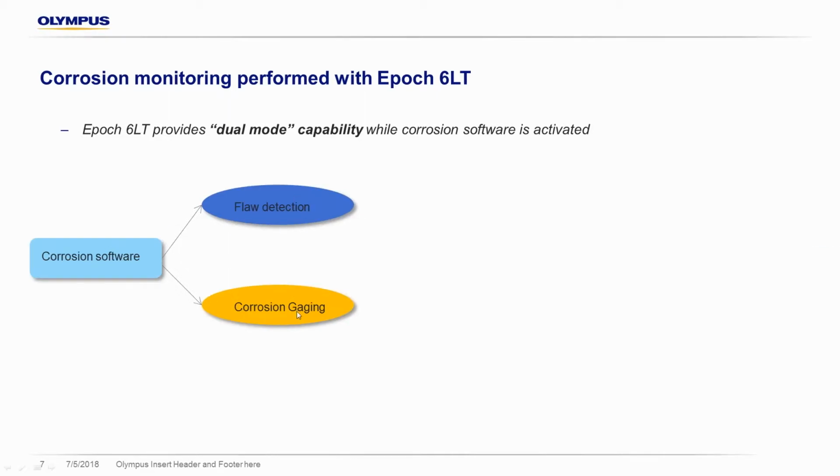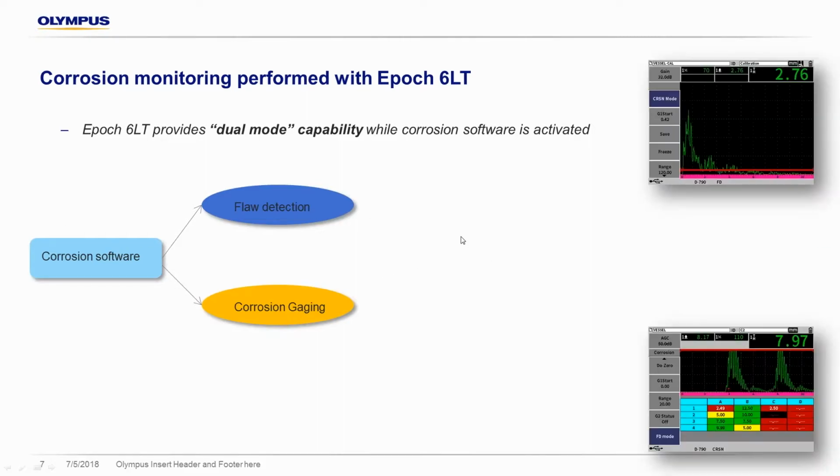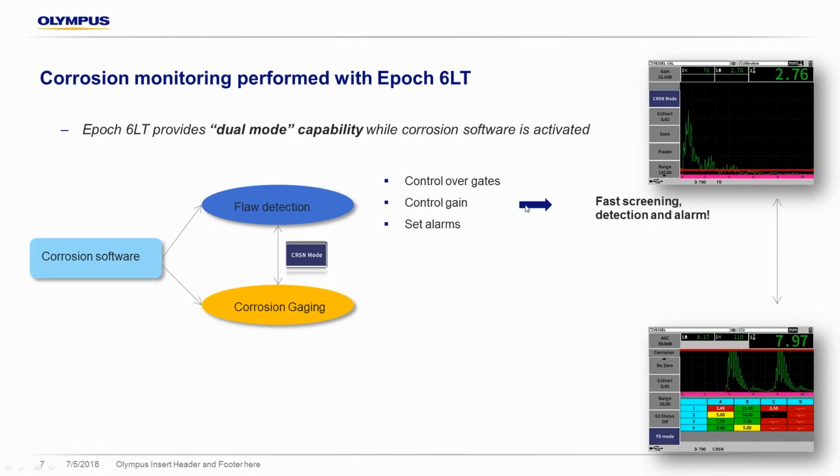What does it mean? In flaw detection, you see some images here. You can switch between these two modes only by pressing a button, like you see here, corrosion mode and FD mode. But what does flaw detection mean for us? It means that you have control over your gain, and you can set the alarm, at least. It means that you can screen very fast, you can detect quite well, and you can get an alarm as soon as you have a very low thickness.